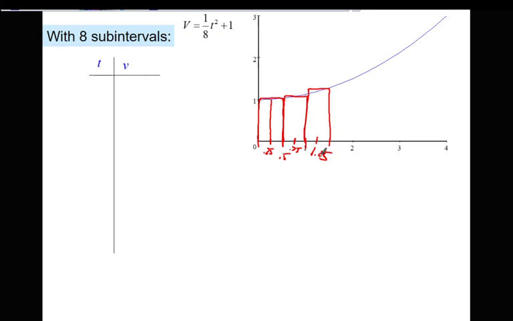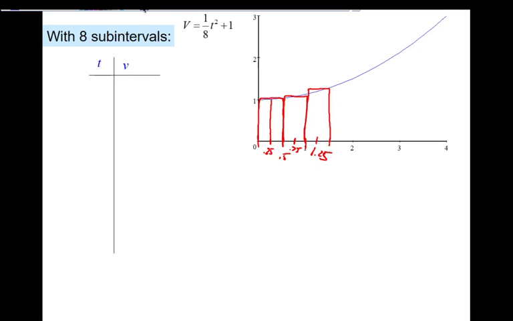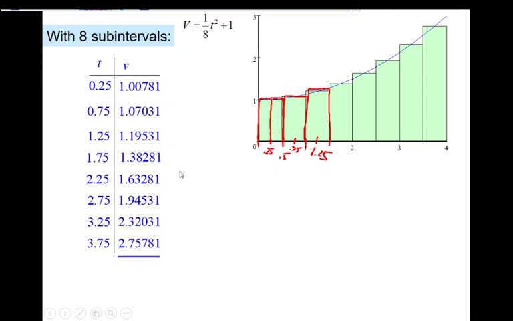Okay, so these numbers are going to get kind of hairy. All right, so here we go. First 0.25, plug it into my function, I get that. Then I use 0.75, and basically I get all of these. All right. Now, these are all my heights.